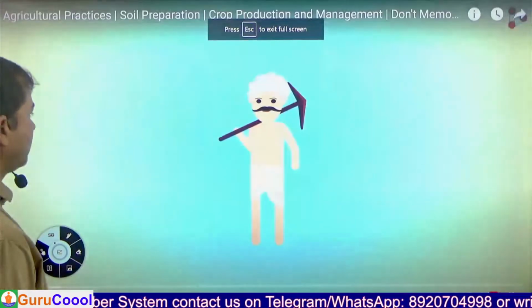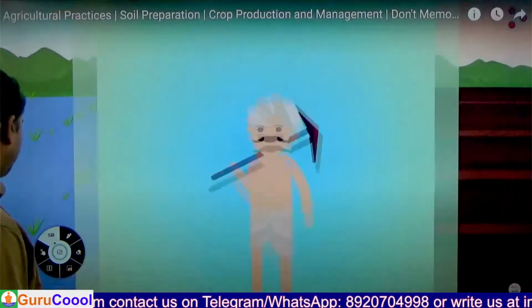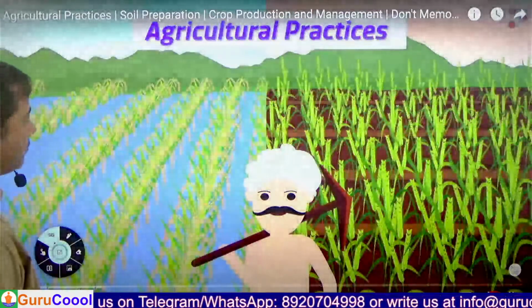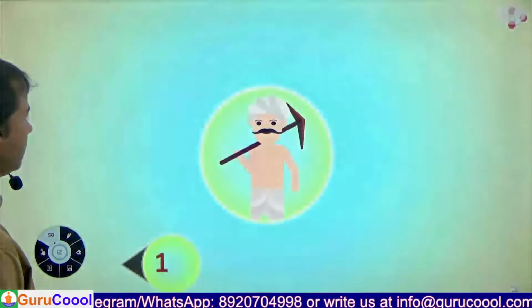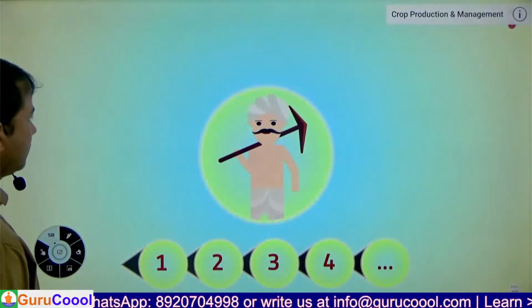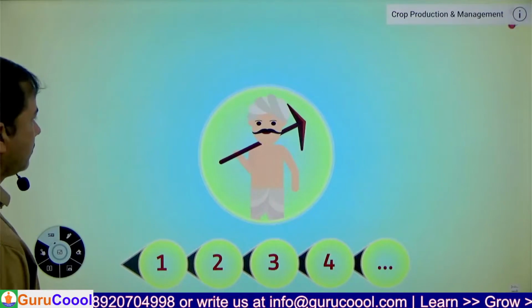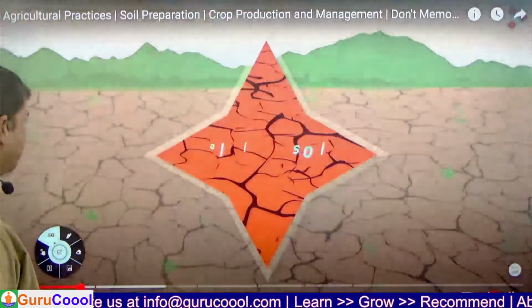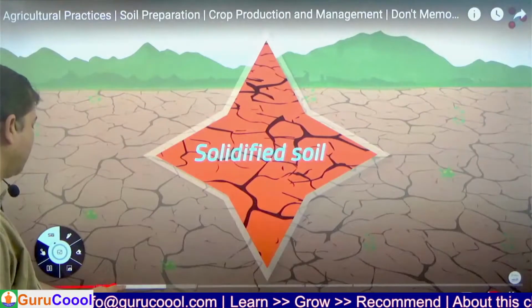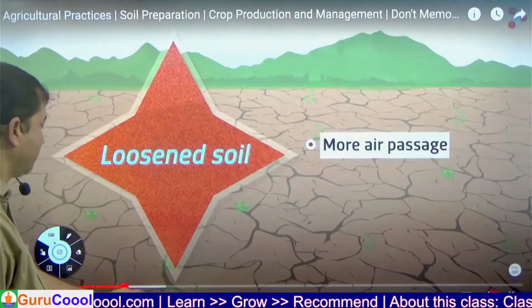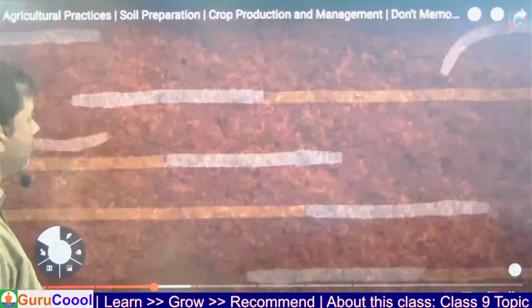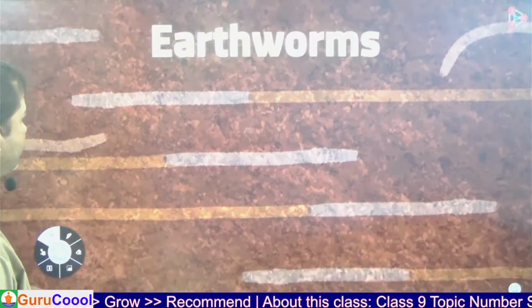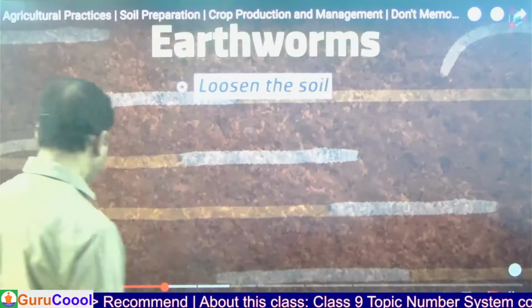Let us pick up from where we left off. Agricultural practices, right? We decided to learn the various processes used for the activity of agriculture. Soil is usually found solidified into hard lumps. Yes, the answer is earthworms. They help loosen the soil.